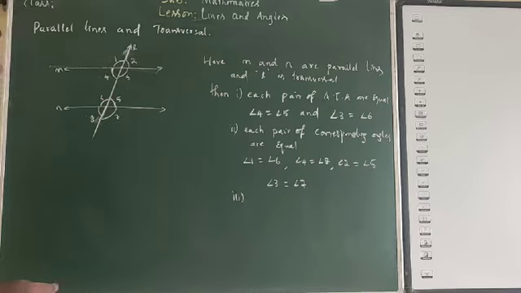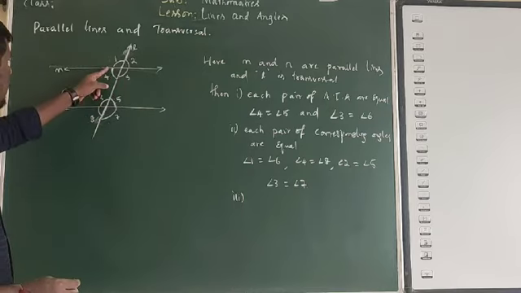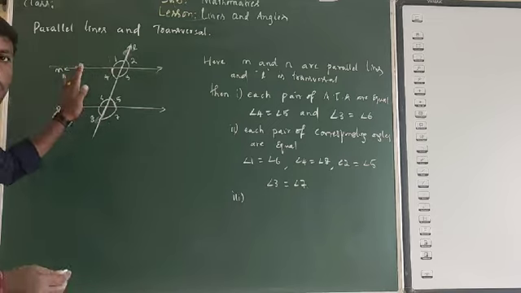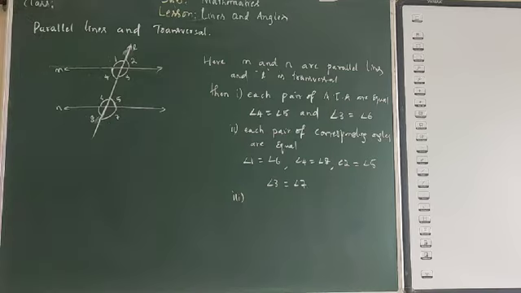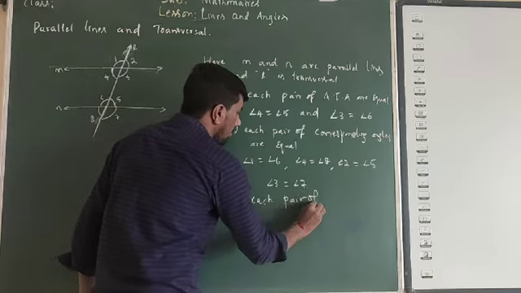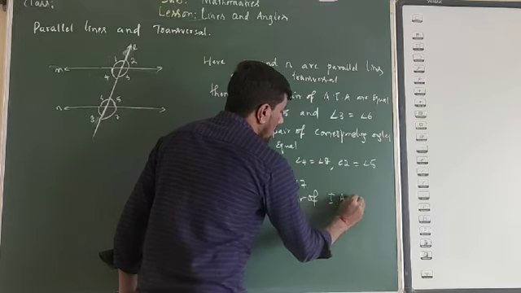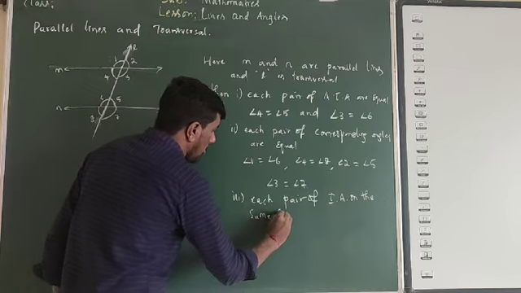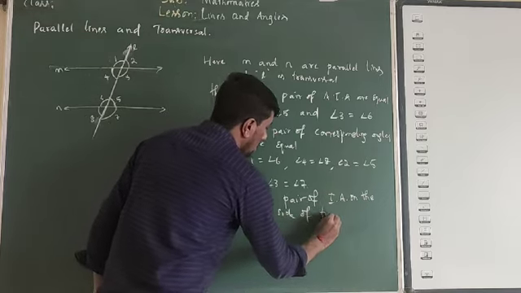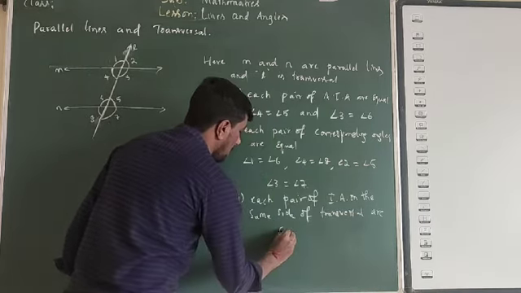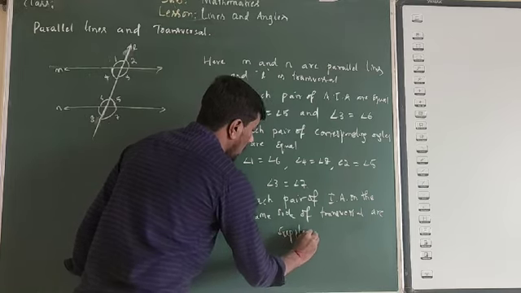Third result: each pair of interior angles on the same side of the transversal is supplementary. That is the third result. What do you mean by supplementary?